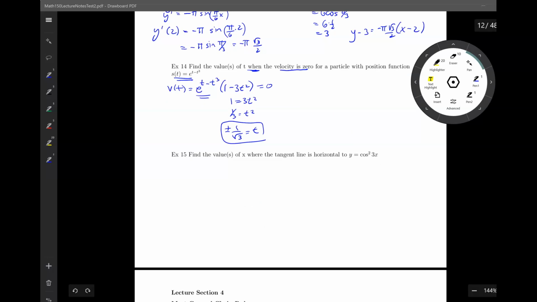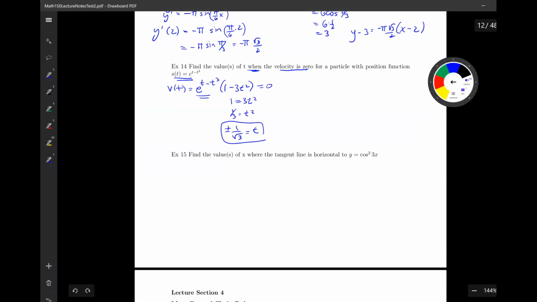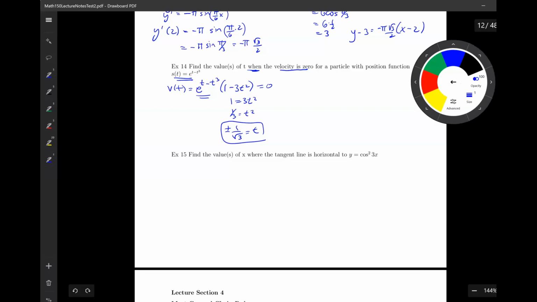All right, let's finish off with this last one. Tangent line horizontal is the same thing as asking when the y prime equals 0. So that's my function. So I'm going to see this as cosine of 3x all squared. So to take the derivative, I'm going to bring the 2 down, subtract 1 from the exponent. Now I'm going to take the derivative of the cosine, which is negative sine, and I carry the 3x along. Now I'm going to multiply by the derivative of 3x, which is 3.